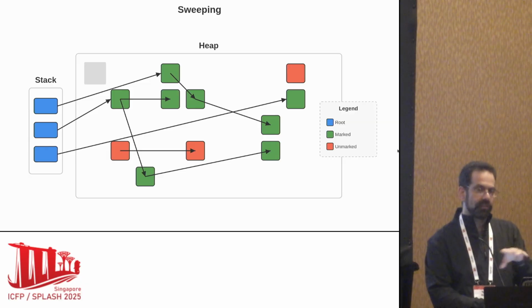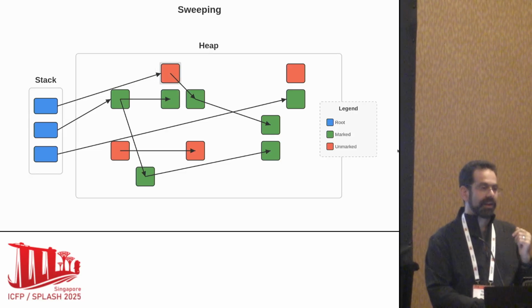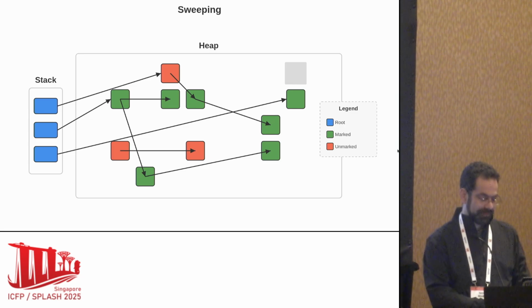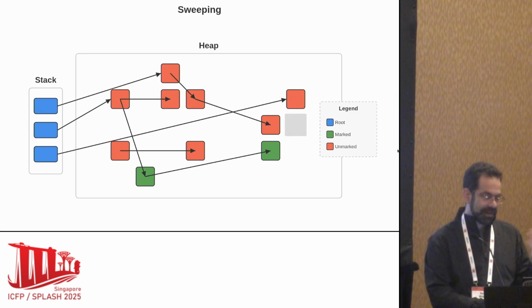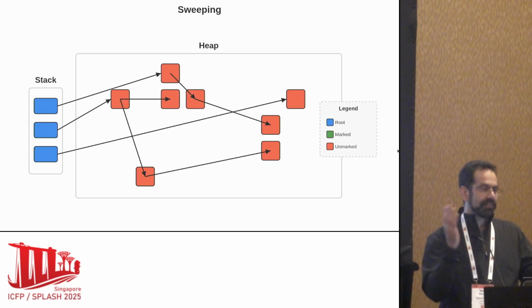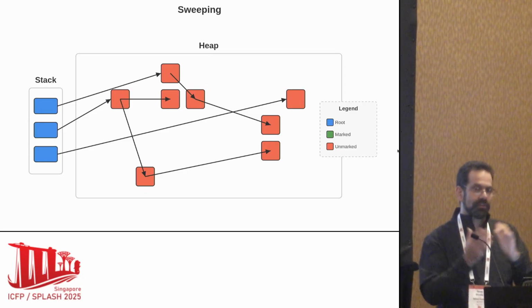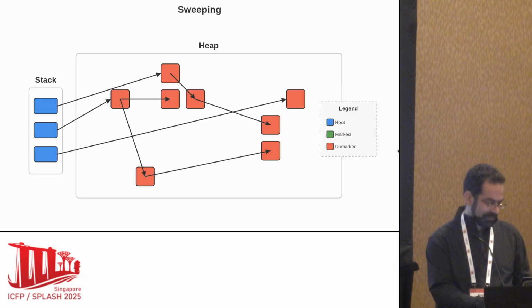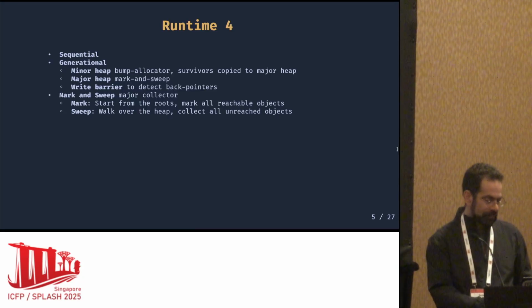Then you get into the sweep phase, and now instead of walking over the object graph, you just walk over all of memory. When you hit anything that's marked, you're like, well, that's going to stick around, and next time we're going to have to do this again, so let's make it unmarked. And every time you see something that is unmarked, you're like, well, that's done, and I'm going to free it. Then you keep doing that through the rest of the heap, and when you're done with the whole cycle, you can start again. So that's the basic story of a mark and sweep garbage collector.